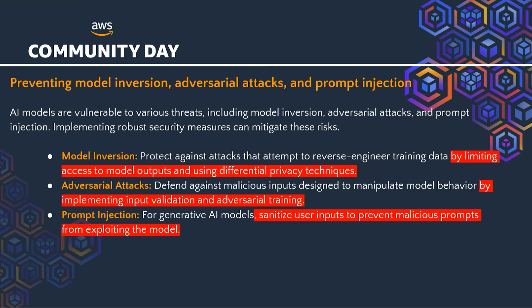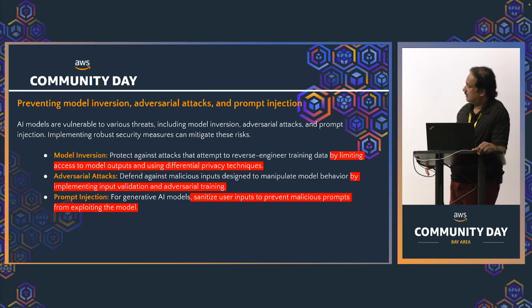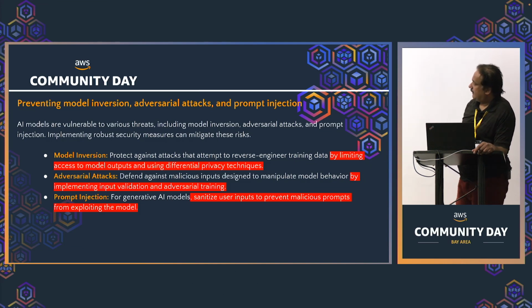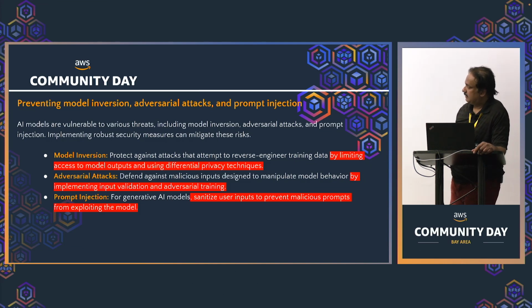Preventing model inversion, adversarial attacks, and prompt injection. You can use these three methods to mitigate those by limiting the number of access to the outputs, using privacy techniques, and by implementing input validation and training methods. And also, for SQL prompt injection, you can sanitize the user inputs to prevent malicious prompts from exploiting the model.